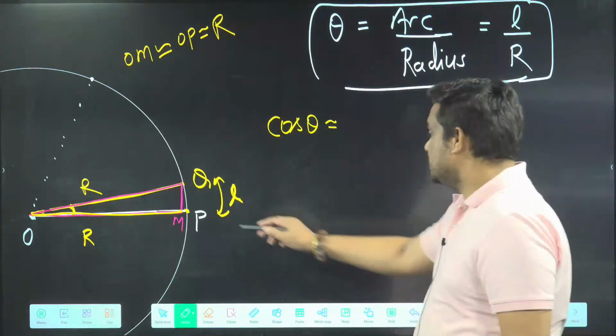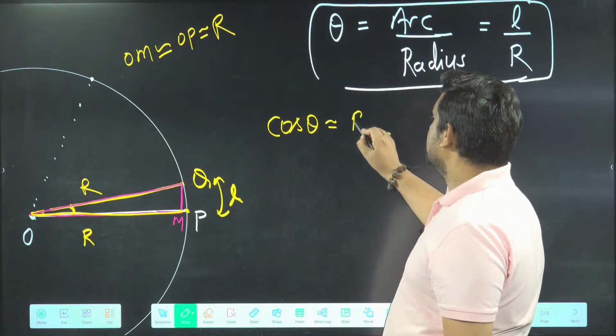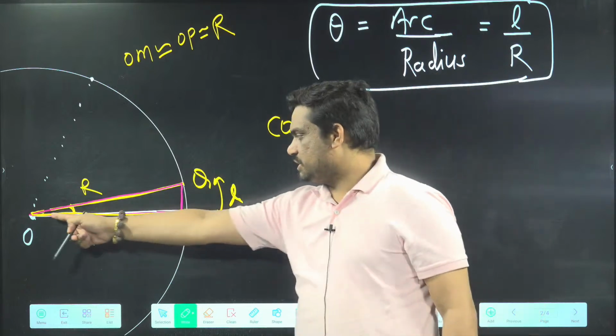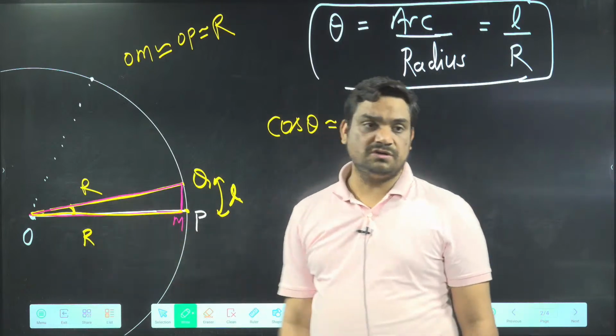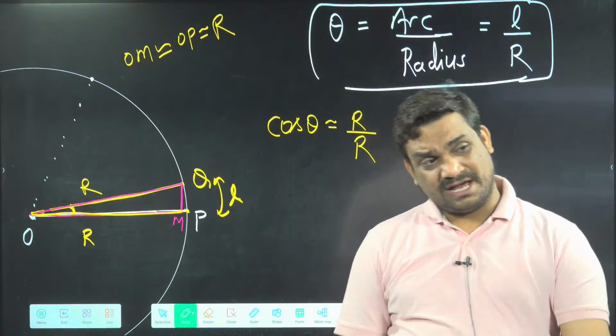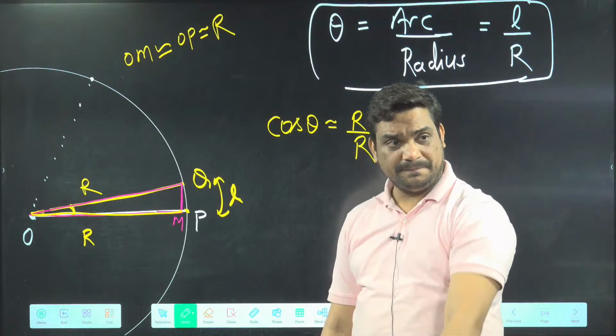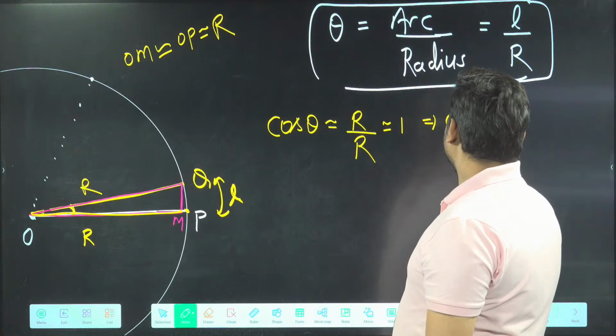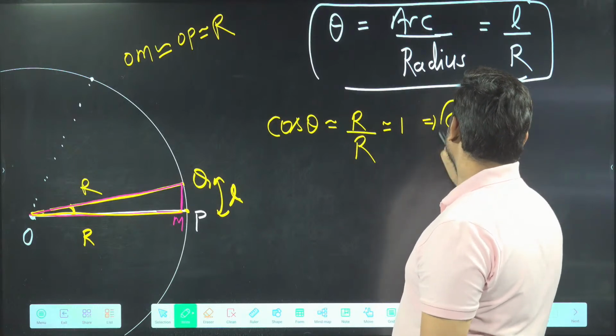So this is the OM, which is R, divided by this OQ, that is also R. Means in this triangle, this is R, this is also R. So it becomes R by R. And R by R is 1, okay? R by R is 1. So from here we got cos theta is equal to 1. Cos theta equal to 1.